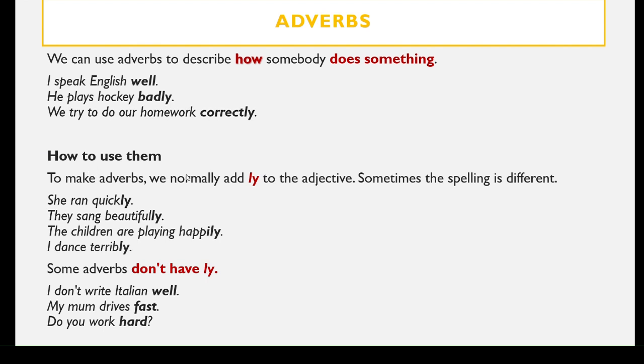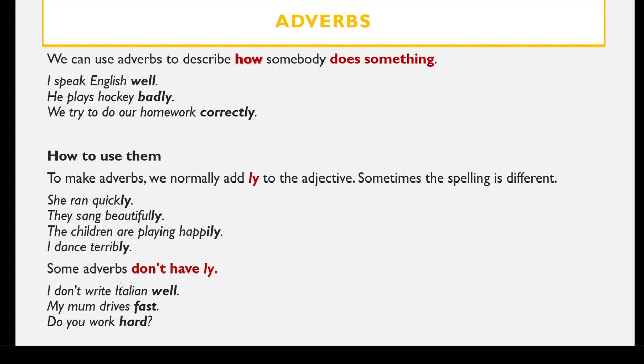To make adverbs, we normally add ly to the adjective. Sometimes the spelling is different. Let's have a look. She ran quickly. They sang beautifully. The children are playing happily. I dance terribly. But some adverbs don't have ly at the end.